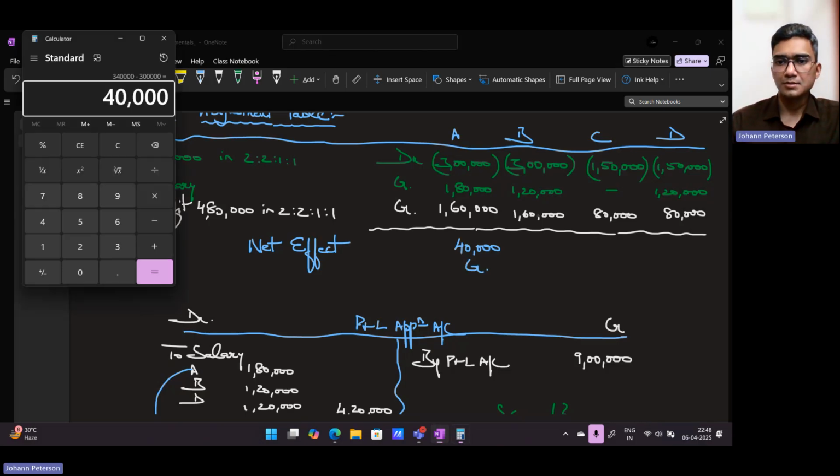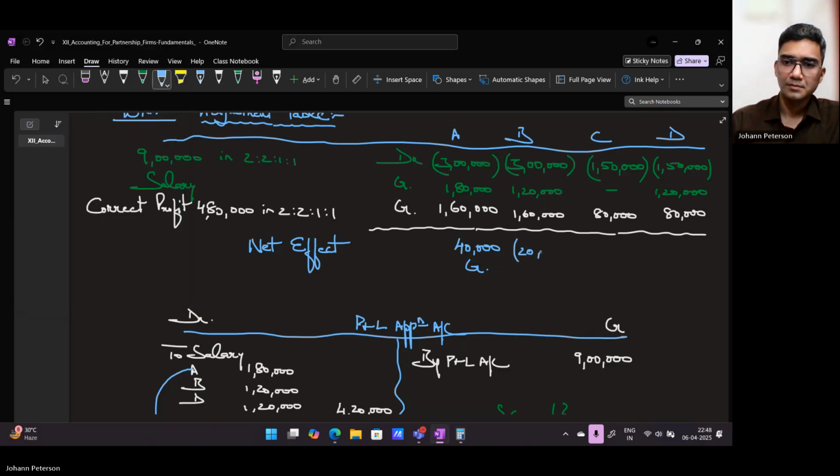The second one, 160 plus 120 minus 3 lakh, which is minus 20. So this will be debit. The next one, 150 minus 80, this comes out as 70. Again in minus, this will be debit. And the last, 120 plus 80 makes it 2 lakh. 2 lakh minus 150 is 50.